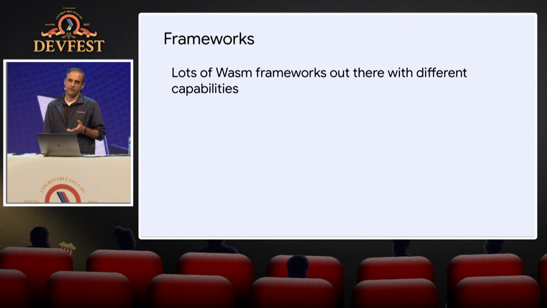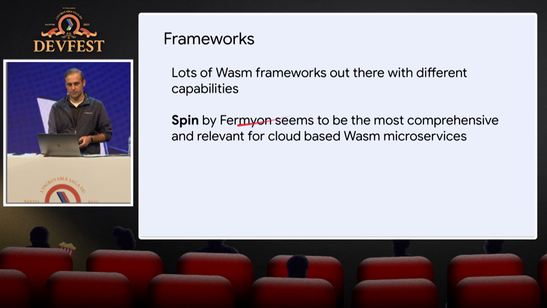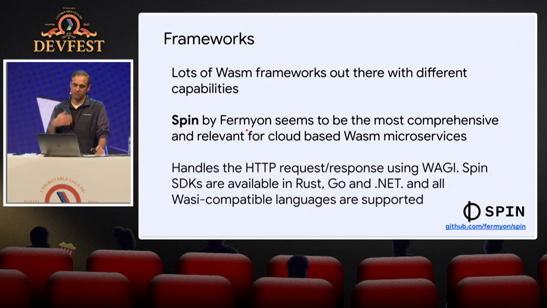So there's a lot of Wasm frameworks out there for different reasons. But if you are interested in Wasm microservices, I suggest you look into Spin. It's an open source framework by Fermyon, a company that's in this space. And it seems to be the most up-to-date and most comprehensive framework to run microservices in different languages on WebAssembly. And they have an SDK in Rust, Go, and .NET, and a bunch of other languages. So I highly recommend you to check that out.